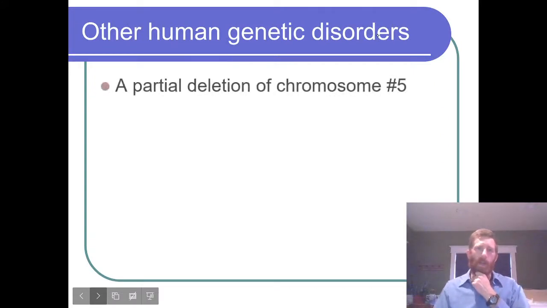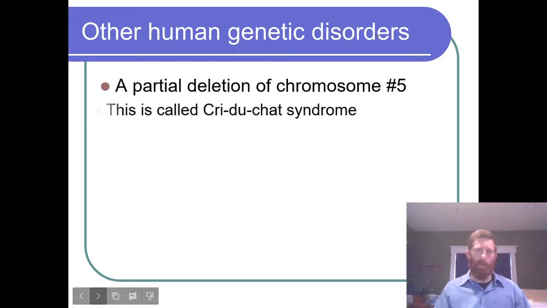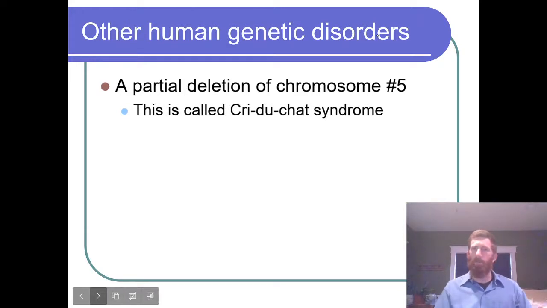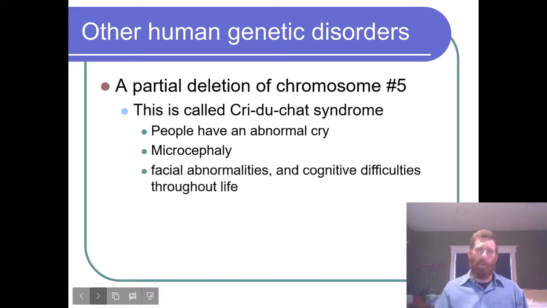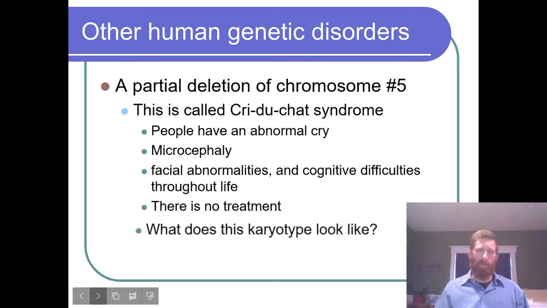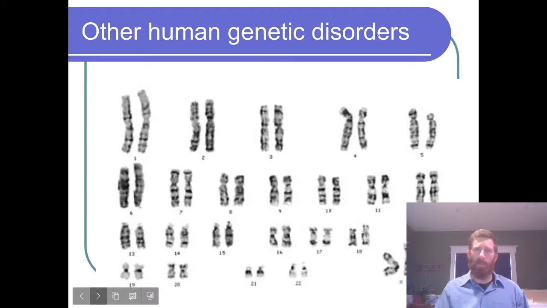So cri du chat, right? Interesting to note that it's named, cri du chat is French for cry of the cat. So it's named because these people, as infants, have a really, really abnormal cry. It almost sounds like a cat, like meowing or crying, like really, really angsty. So that's why it's called cri du chat, right? Microcephaly, so small head. Facial abnormalities, cognitive difficulties throughout life. Unfortunately, there's no treatment.